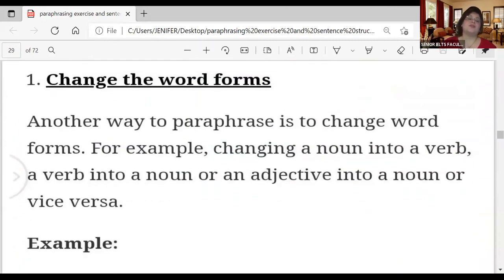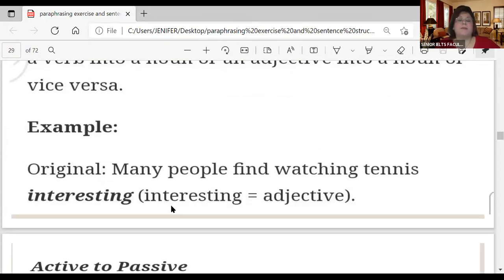Now, how to change the word form? If you guys want, you can take screenshots. I don't mind at all. Another way to paraphrase is to change the word forms. For example, changing a noun into a verb, a verb into a noun, or an adjective into a noun or vice versa. Example: many people find watching tennis interesting. Now, interesting is an adjective.